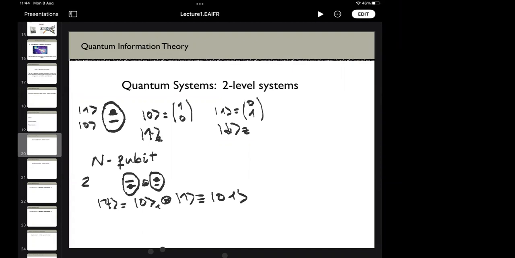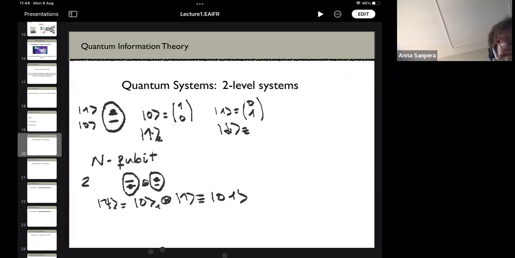I have a question. Why do we typically use 2-level systems? Because this could be a 3-level system or 4-level system. This is what I wanted to show now.